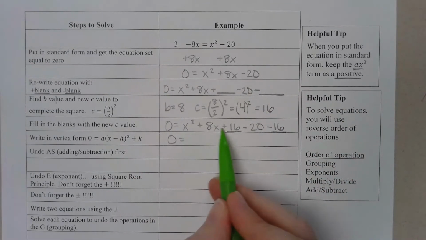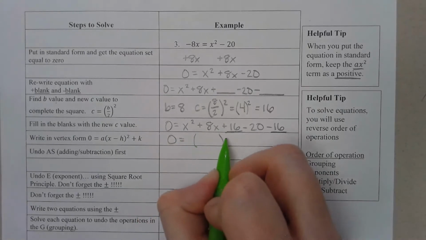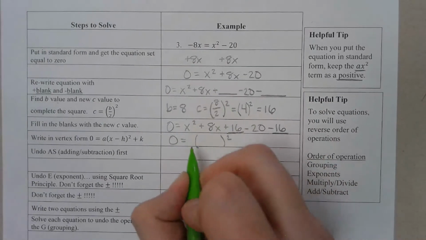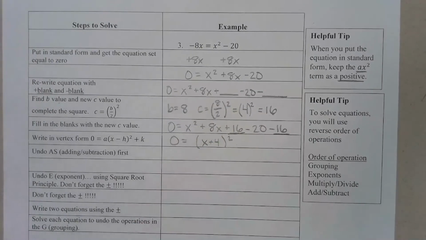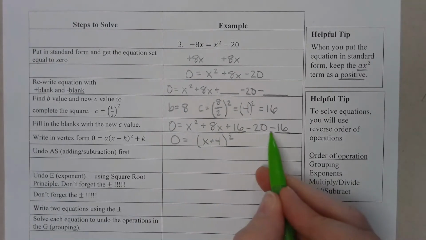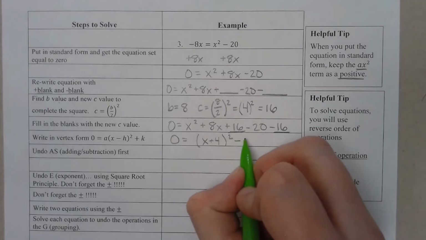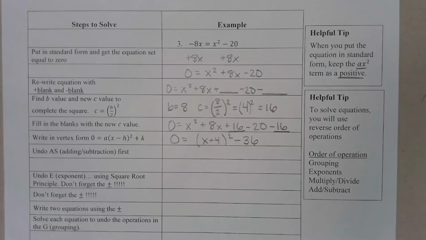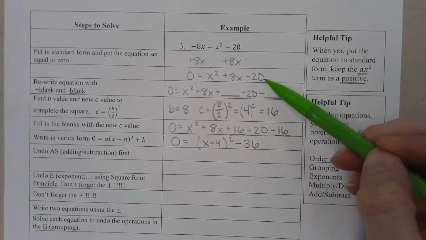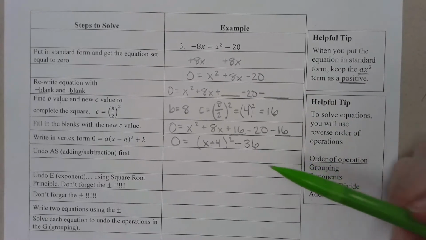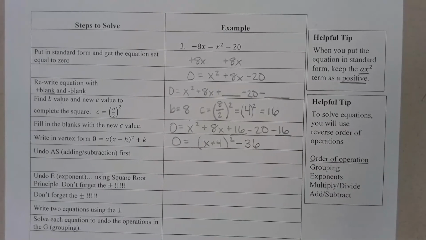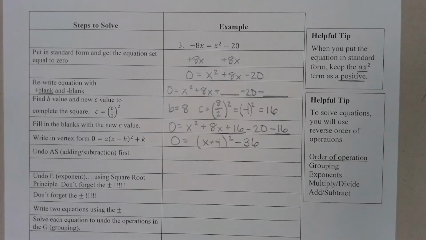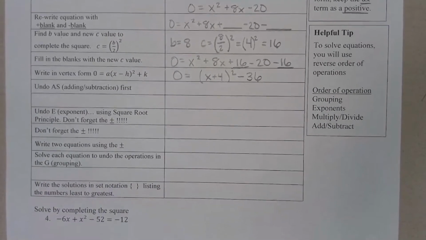The first three terms become one quantity squared, and we use our half a b number, so x plus 4. The last two terms, we combine those together. Negative 20 minus 16 gives us negative 36. So now's a great time to stop and check your work if you would like. You could take that standard form and vertex form and check them in the calculator to make sure those y columns check and match up before moving on. But we do need to move on and actually finish solving.